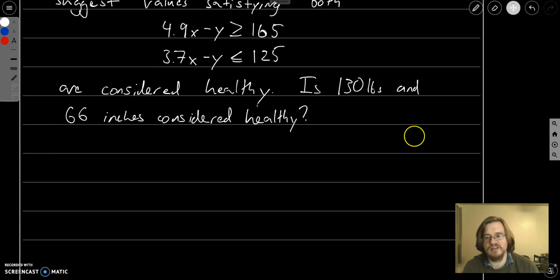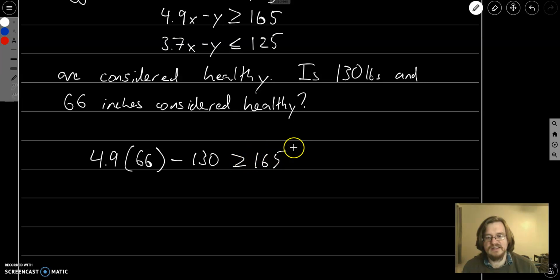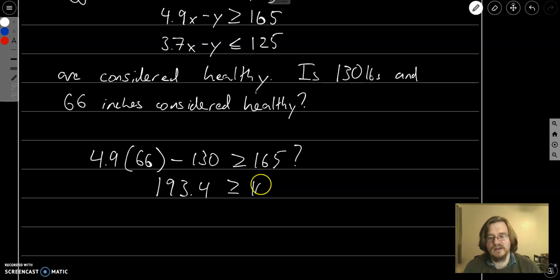Well, we just plug them in and check. X is the height. So let's check the first one. So we'll do 4.9 times x, which is going to be 66, minus y, which is 130. So the question is, is this greater than or equal to 165? Well, if we simplify this left-hand side, just plug 4.9 times 66 minus 130 into a calculator, we get 193.4. And yes, that is greater than 165.